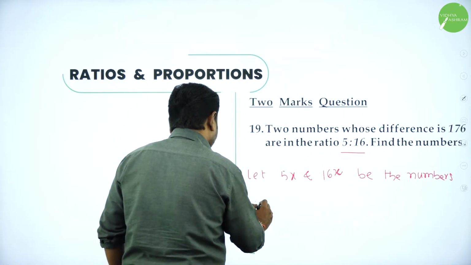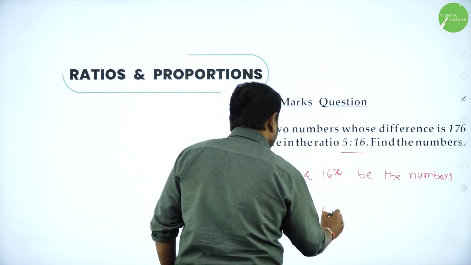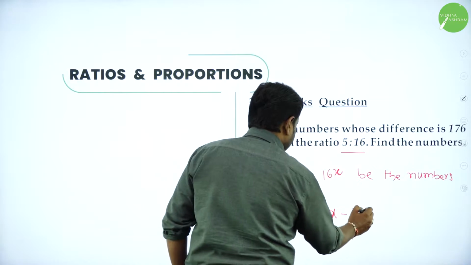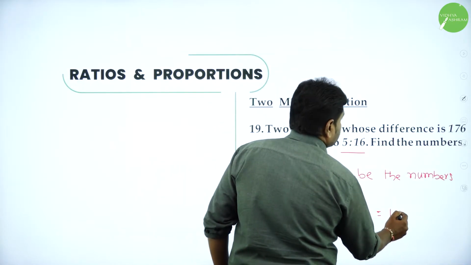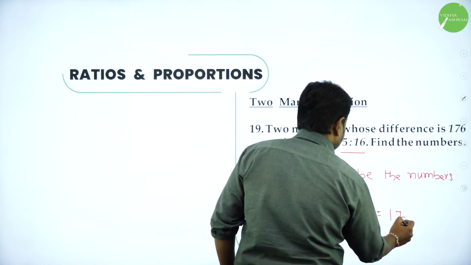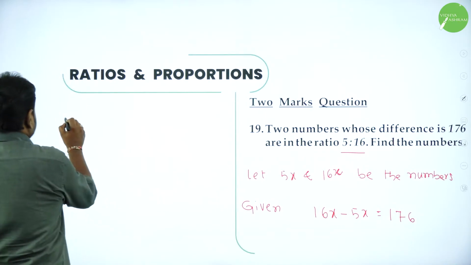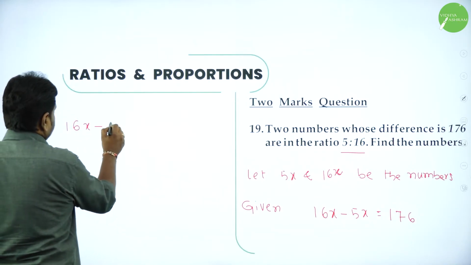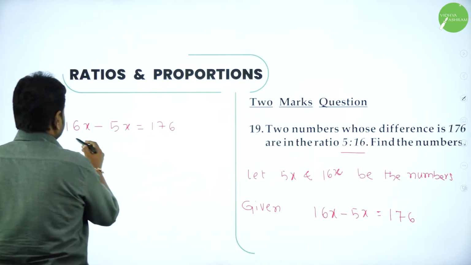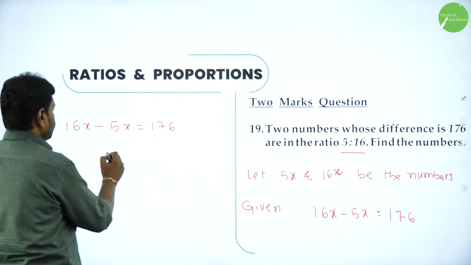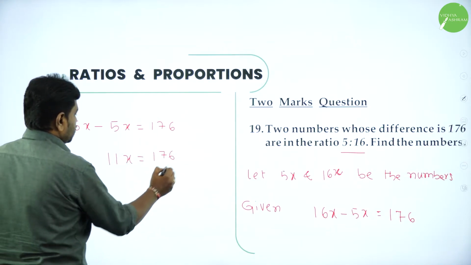So they have also given the difference between the numbers. Difference means what? 16x minus 5x. Larger minus smaller, because the difference is positive. That's why you should take 16 minus 5, 176. Solve this equation. So now we have 16x minus 5x is equal to 176. And you know 16 minus 5 gives you 11x. 11x is 176.